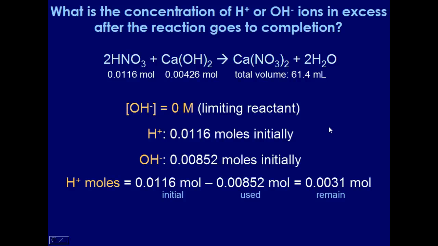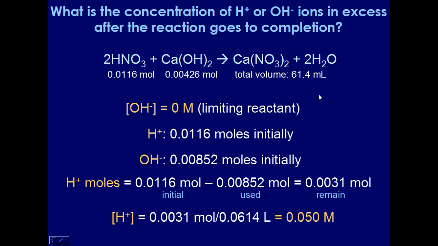To get the concentration of hydrogen ions present, I would need to take the moles that I had left over, divided by the volume, which was the volume of the nitric acid and the calcium hydroxide that I started with, added together, converted to liters. So I take the 0.0031 moles, and I divide it by the 0.0614 liters to get the 0.050 molar concentration of hydrogen ions in my reaction mixture.